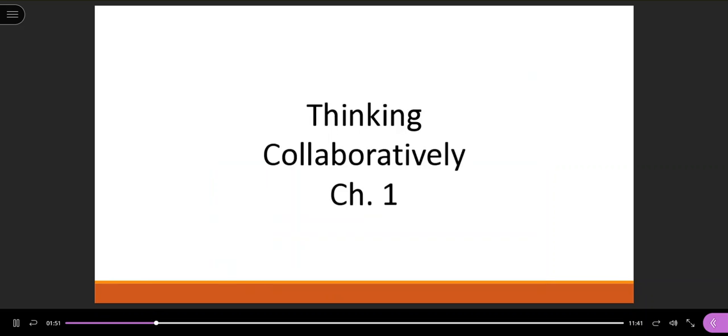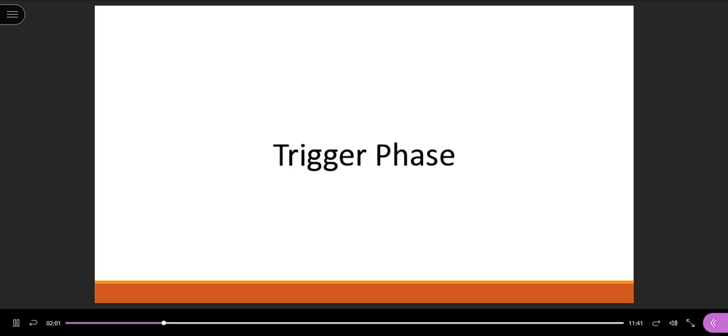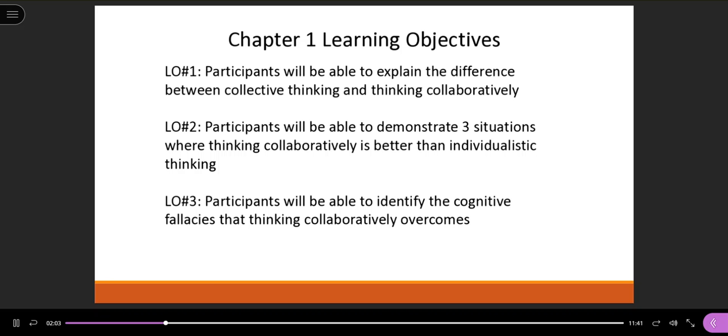Again, this is an overview of Chapter 1 from the textbook, Thinking Collaboratively. By the end of this overview, participants should be able to explain the difference between collective thinking and thinking collaboratively. Participants will be able to demonstrate 3 situations where thinking collaboratively is better than individualistic thinking. And participants will be able to identify the cognitive fallacies that thinking collaboratively overcomes.